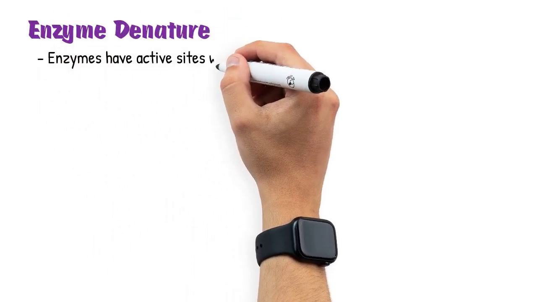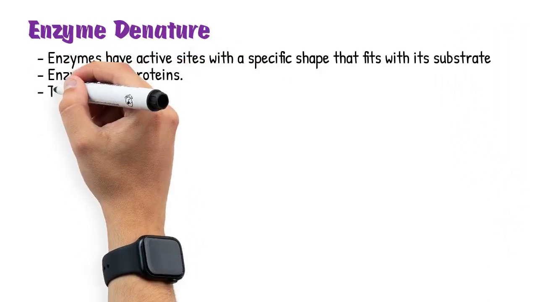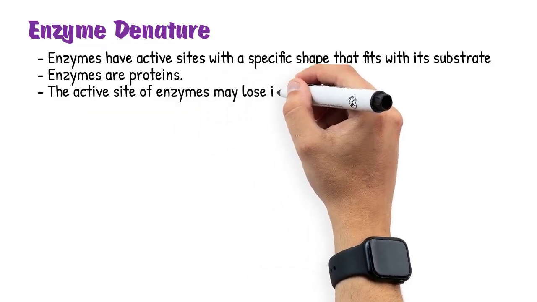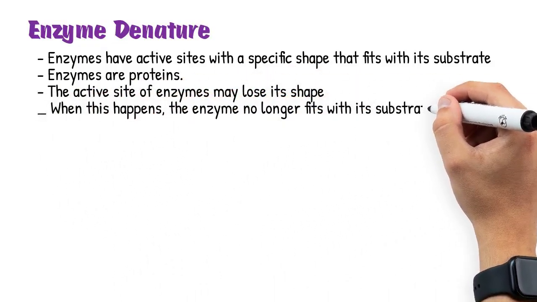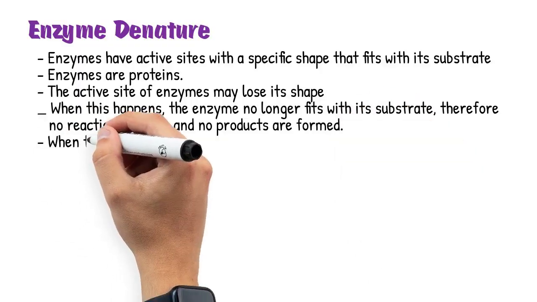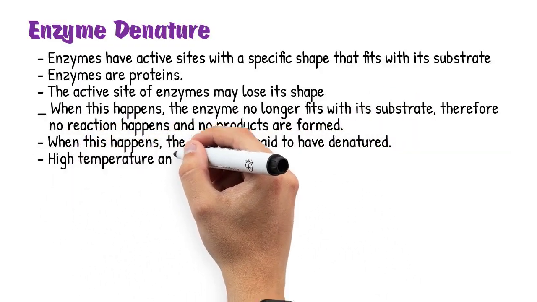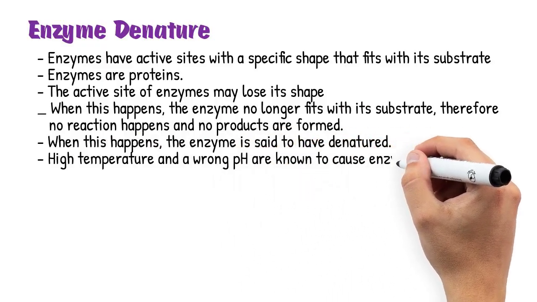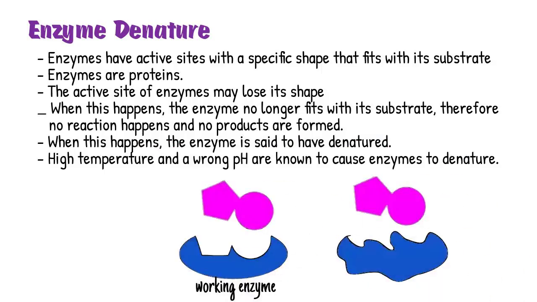The concept of denaturing is very important in enzyme reactions. Enzymes have active sites with a specific shape that fits with their substrate. Enzymes are proteins. The active site of enzymes may lose its shape. When this happens, the enzyme no longer fits with its substrate. Therefore, no reaction happens and no products are formed. When this happens, the enzyme is said to have denatured.